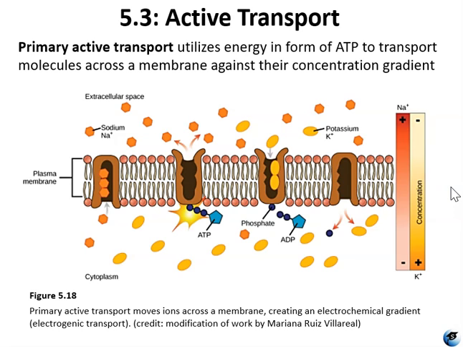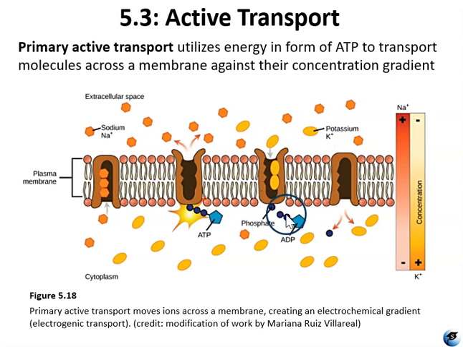So this is an example of primary active transport, and it is showing how a sodium-potassium pump works. So you have 3 sodium ions here, protein changes shape, ATP, when the ATP attaches to the protein, the sodium ions are released. Then you have potassium ions that bind to the protein.